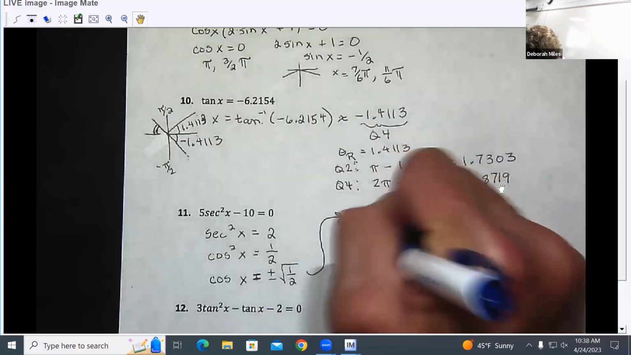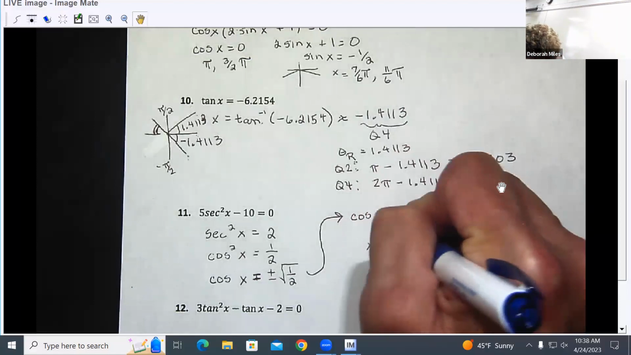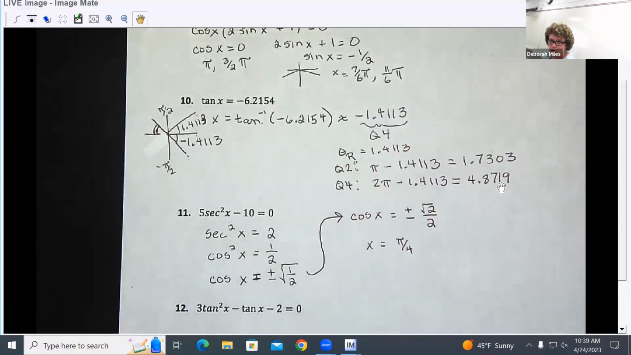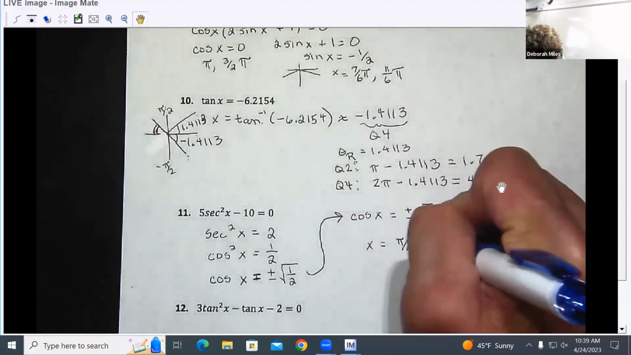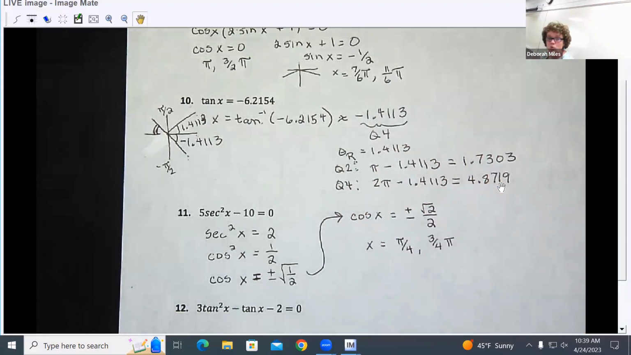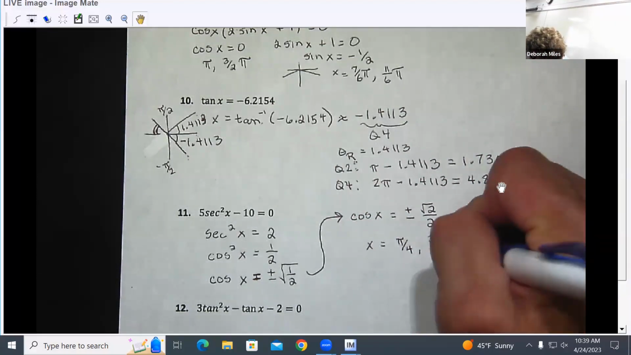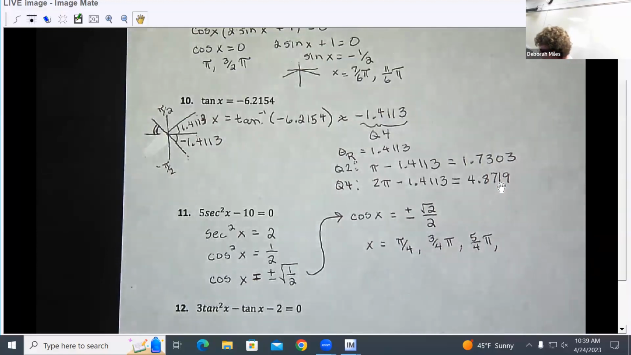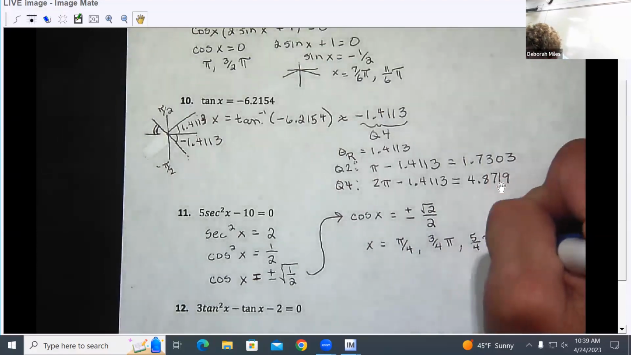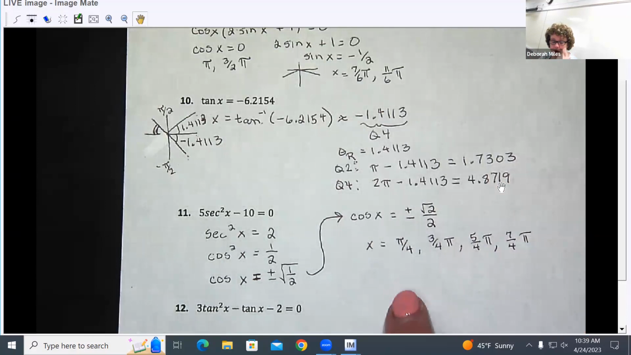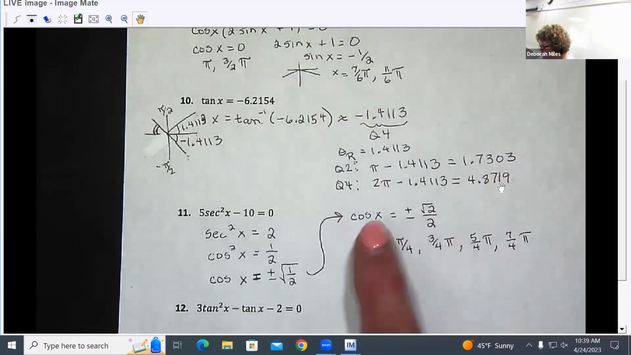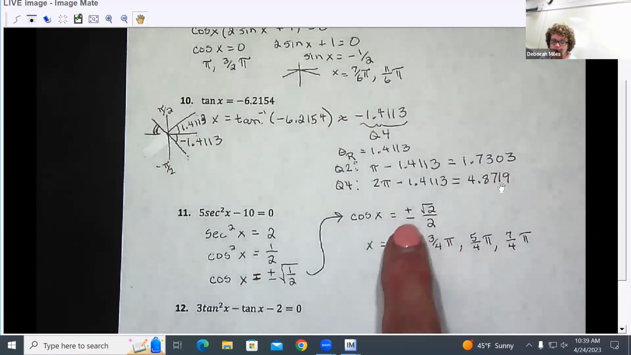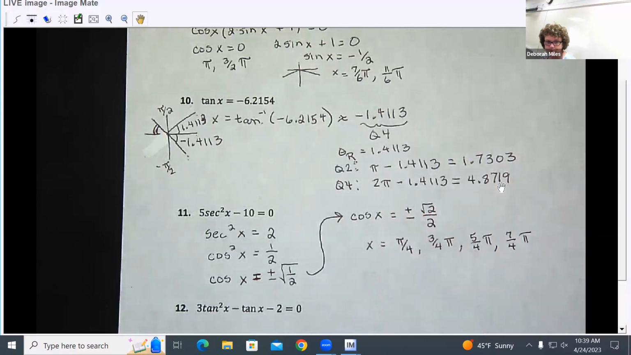So your solutions would be 1/4 pi, not 2/4 pi, because that's the y-axis, 3/4 pi, not 4/4 pi, that's a whole pi, 5/4 pi, skip 6/4 pi, and go to 7/4 pi. That's the quarter pies in each of the 4 quadrants. Cosine is either positive or negative square root of 2 over 2.